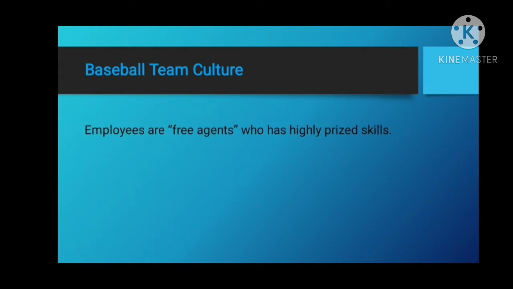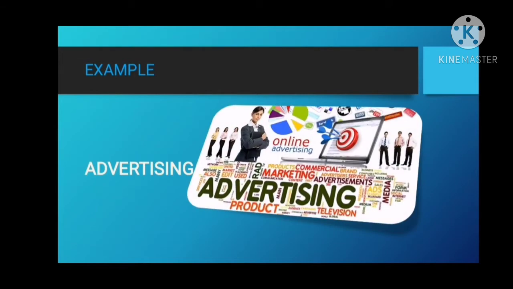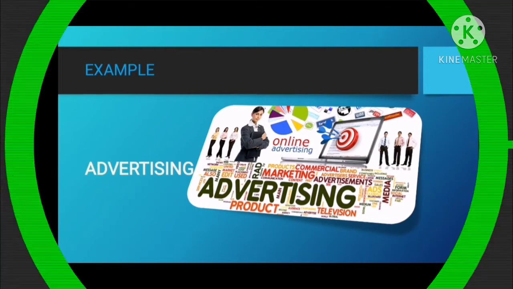Employees are free agents who have highly prized skills. An example of baseball team culture is advertising. If you don't know, advertising has different types, whether it is outdoor, print, digital, or mobile advertising. But all in all, in this field of work, employees are called advertisers or endorsers. That's what makes them free agents who can easily get jobs elsewhere.